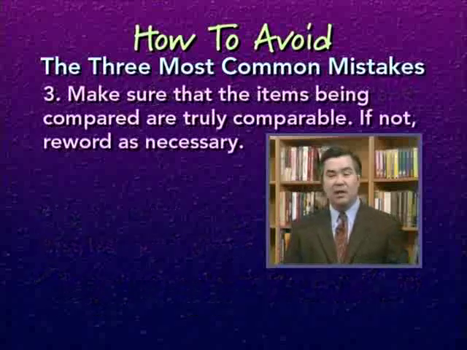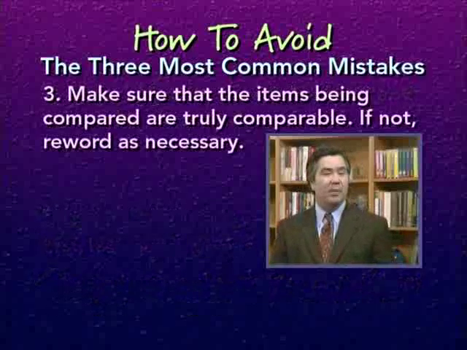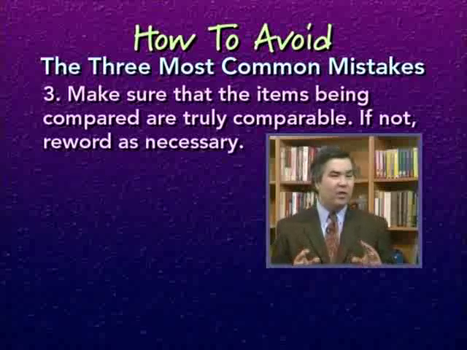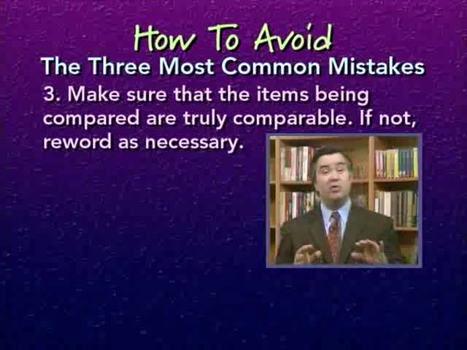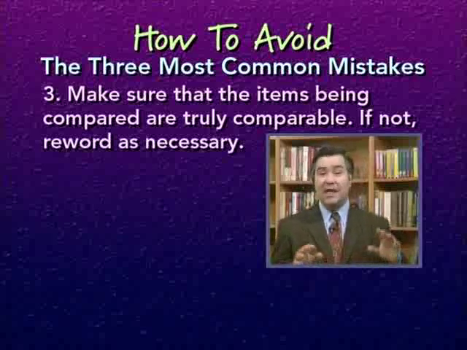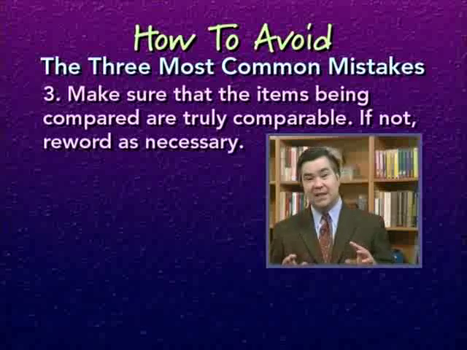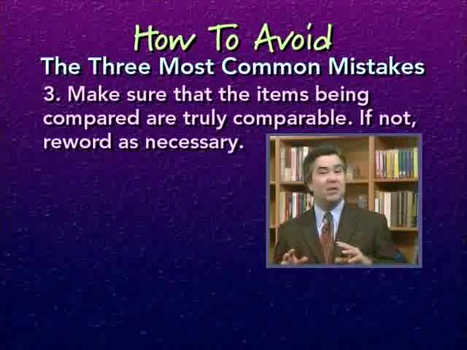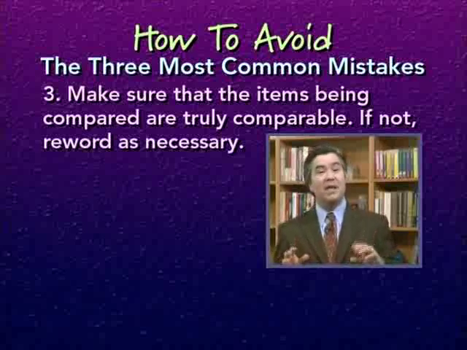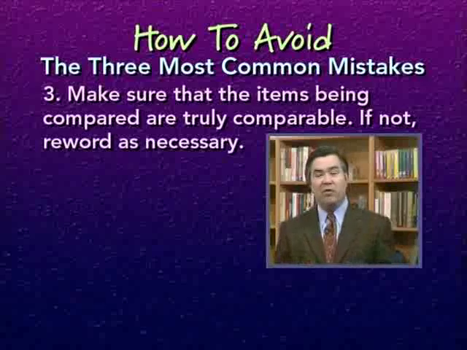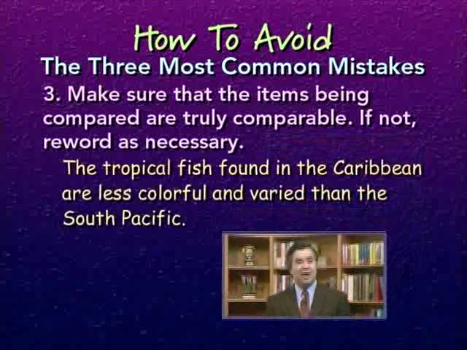Our third rule. Make sure that the items being compared are truly comparable. If not, reword as necessary. Now, there are a few ways that you can go wrong in terms of drawing comparisons between things. And probably the simplest way to explain this is by showing some examples and discussing them. You'll probably recognize some of these mistakes because they're very common. We all make them in our writing. And whenever you make a comparison, you need to think carefully about what you're comparing and how in order to avoid these mistakes. Here's our first example.